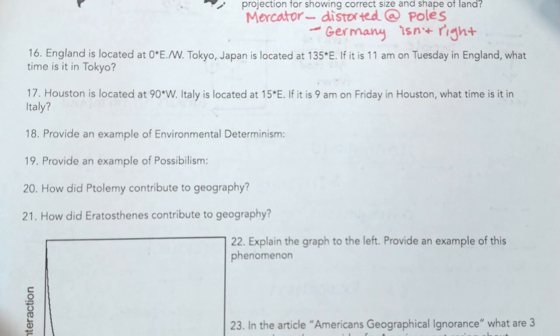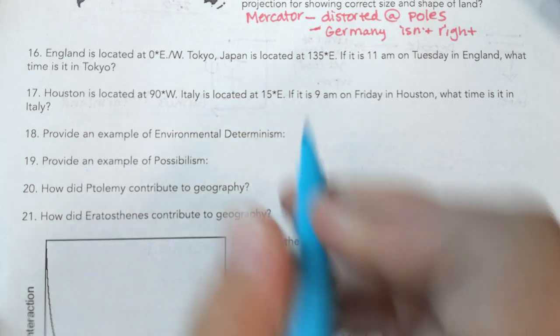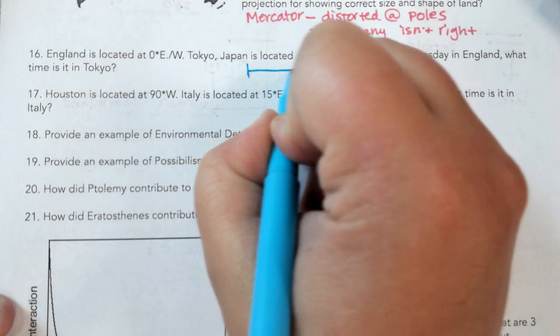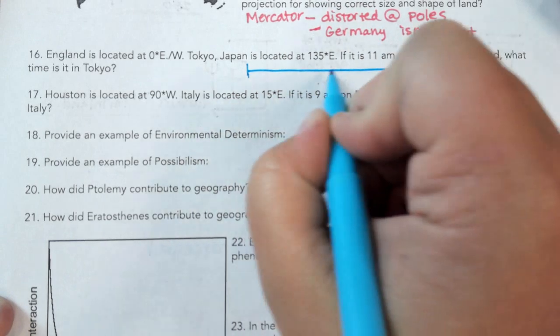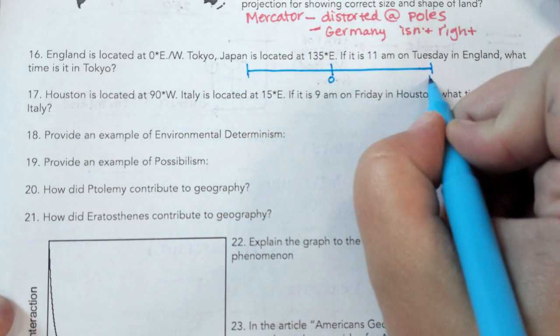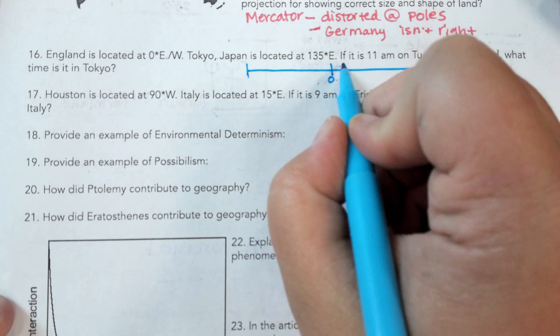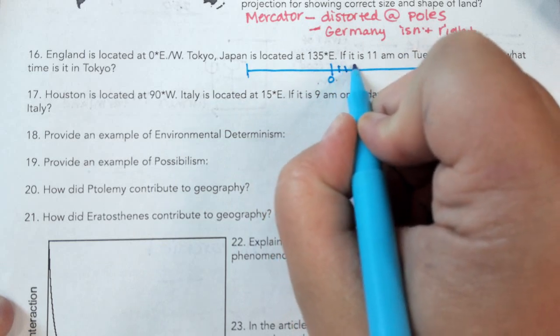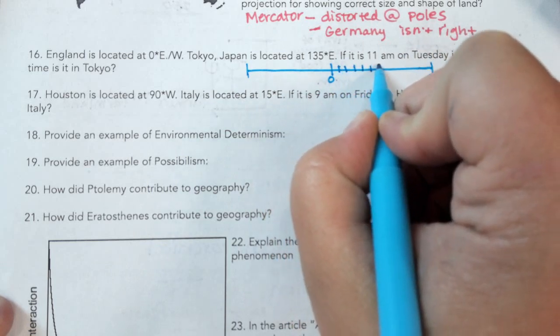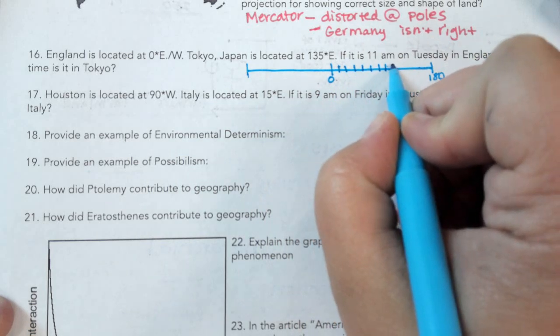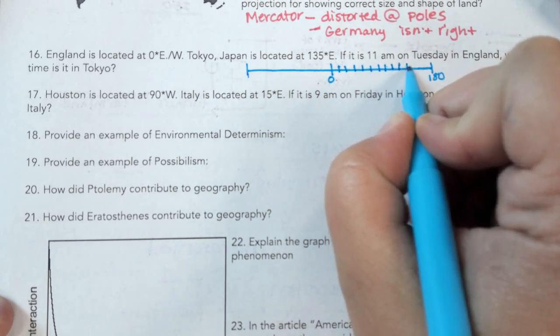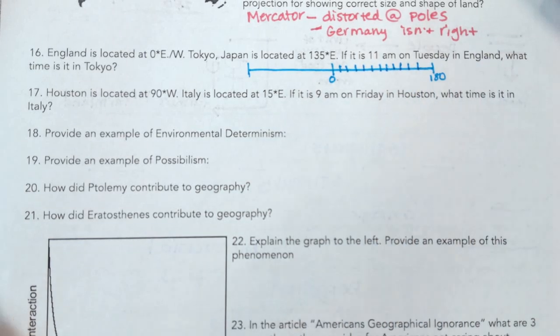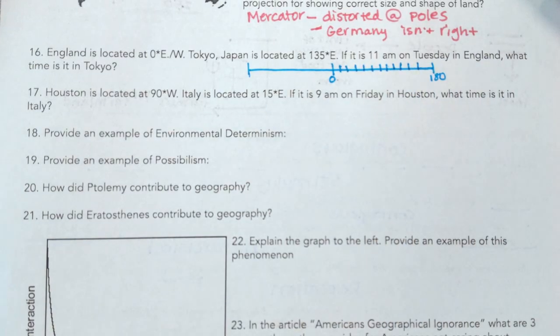Okay, the next thing. England is located at 0 degrees east-west. Tokyo, Japan is located at 135 east. So the first thing we want to do is draw our number line. I told you guys I'm a big fan of this to help you understand what things are. Okay, 15, 30, 45, 60, 75, 90, 105, 120, 135, 150, 165, 180. Okay, it's not perfect, but it'll have to do.